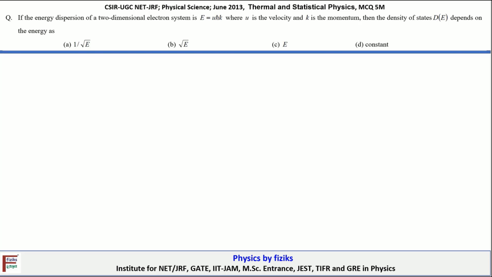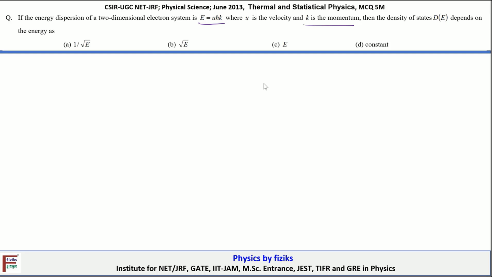So let's take a look at the next problem. It is basically connected to the calculation of the density of states. If the energy dispersion of a two-dimensional electron system is E equal to u h cut k, where u is the velocity and k is the momentum, then the density of states g(E) depends on the energy as. Okay, so let's see how we can handle this problem.